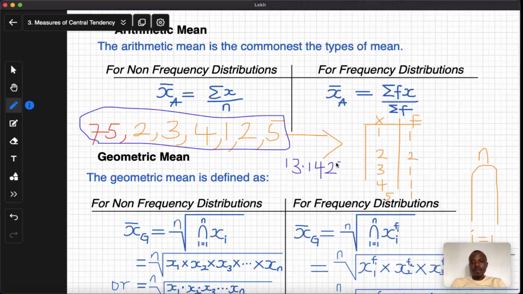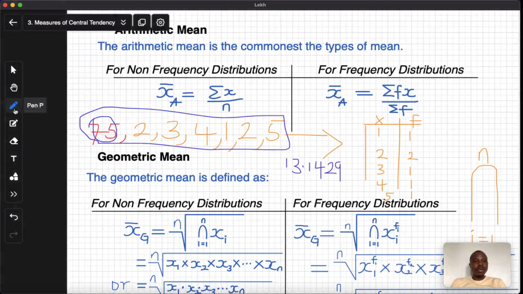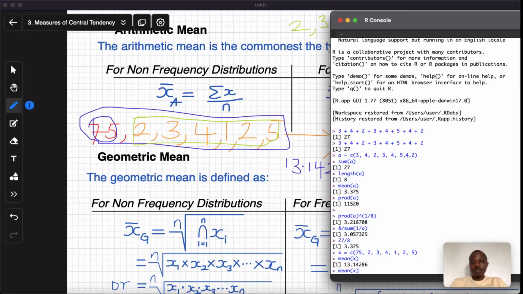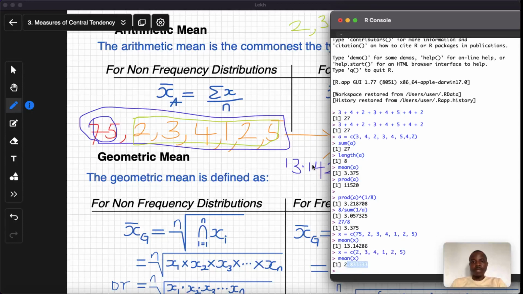1429. But if we remove this outlier, remove this value, and we look for the mean of just these ones, of only these values. So that means the mean of 2, 3, 4, 1, 2, 5. Let me quickly do that. We are going to get a mean of 2.833.